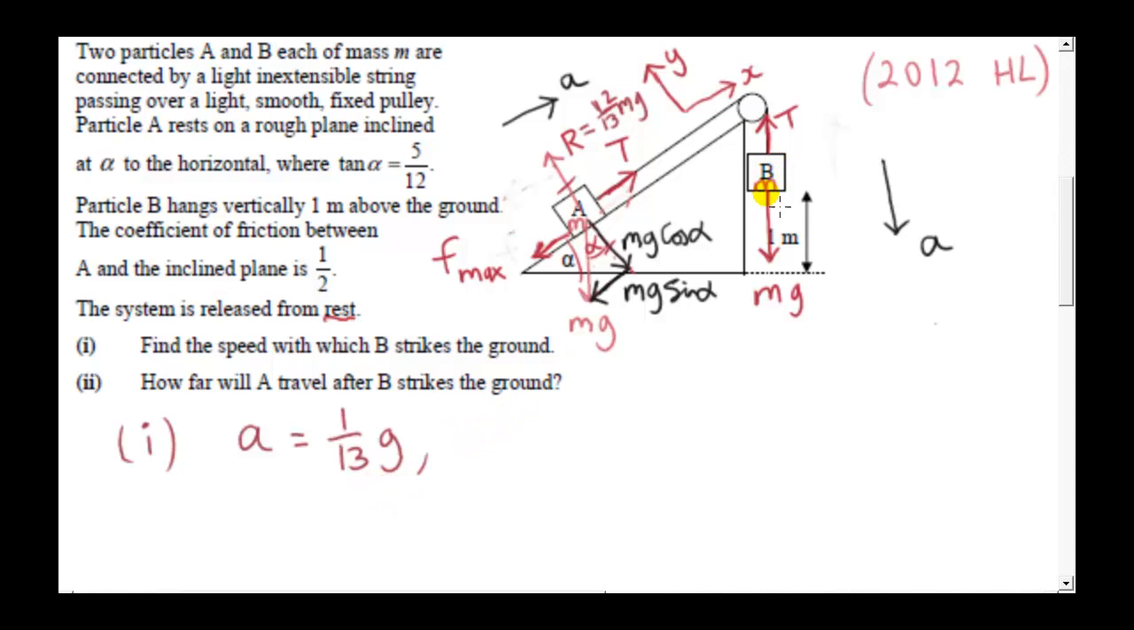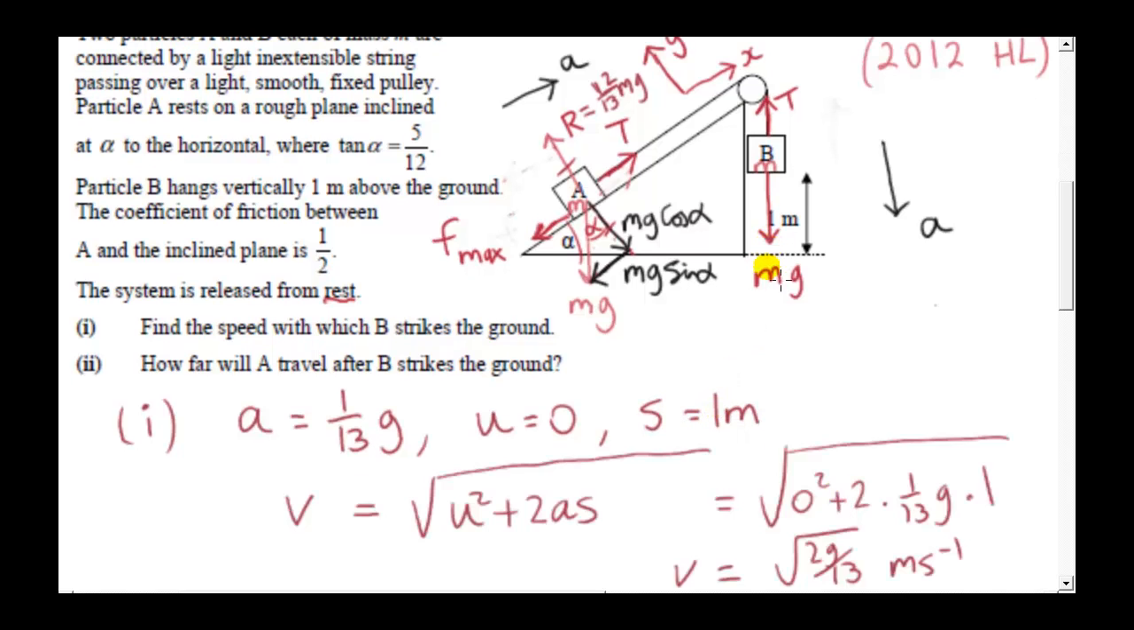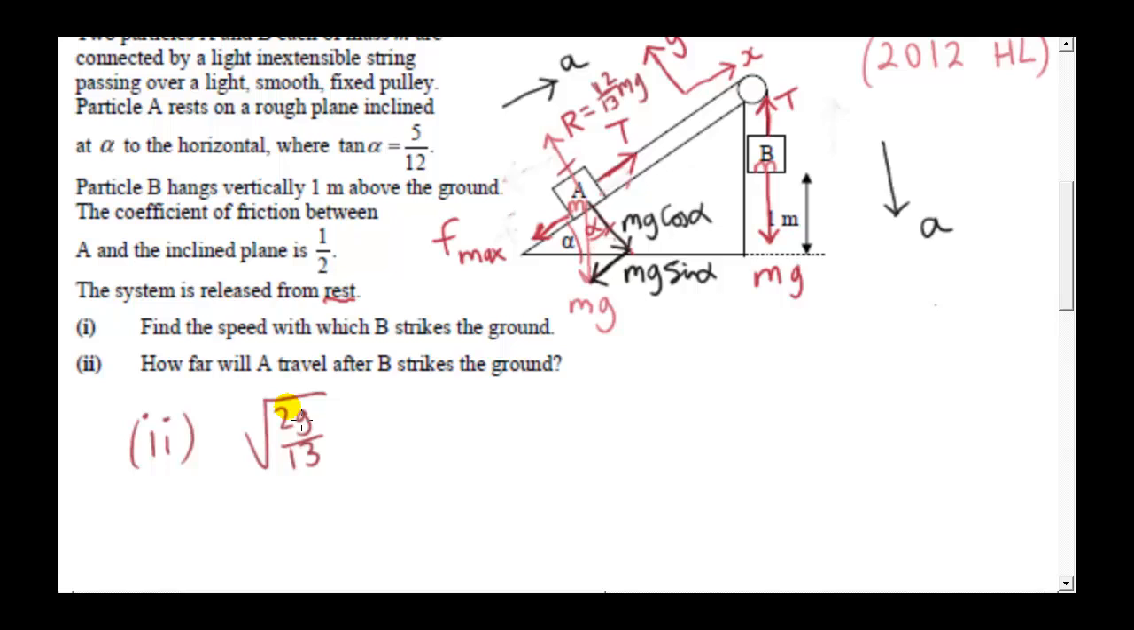as for the speed of B just before it hits the ground, B is originally at rest, or it's just on the verge of moving. So its initial speed is 0. We have its acceleration. The distance that it needs to cover is 1 meter. So just before it hits the ground, it has traveled a distance of 1 meter. Okay, so we plug everything into this formula to get root 2g over 13 meters per second.